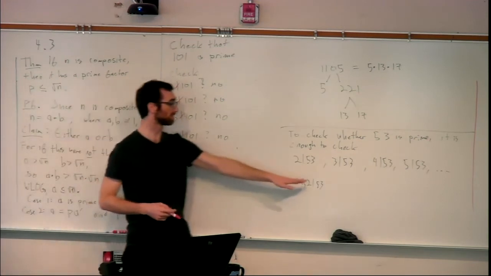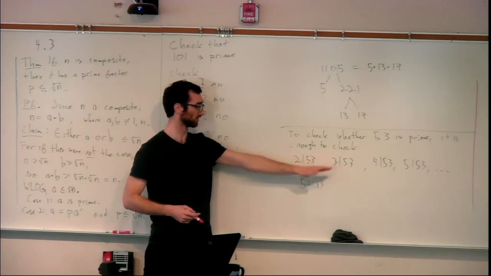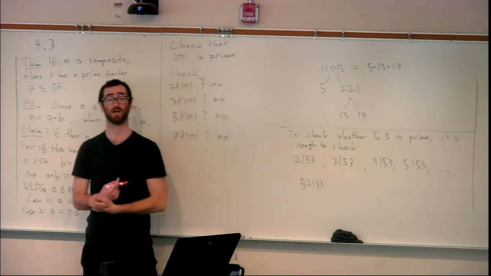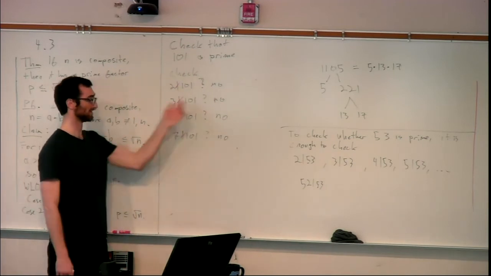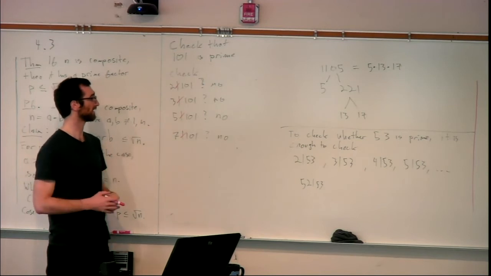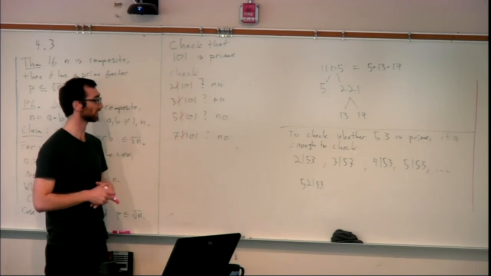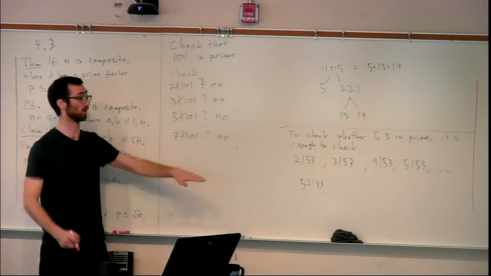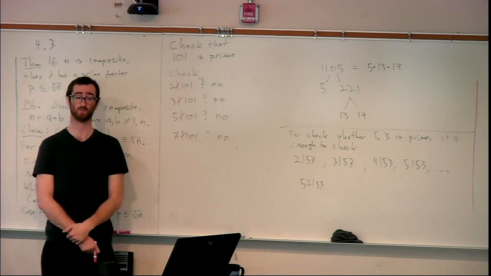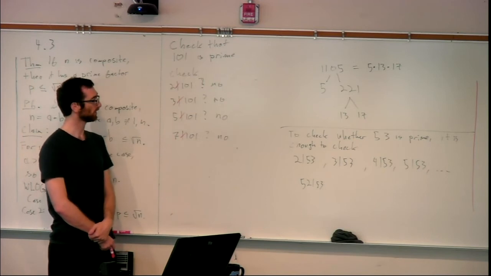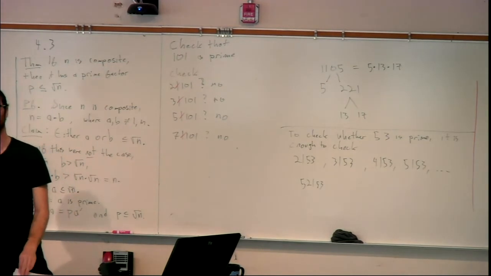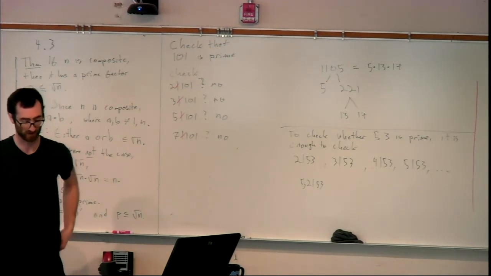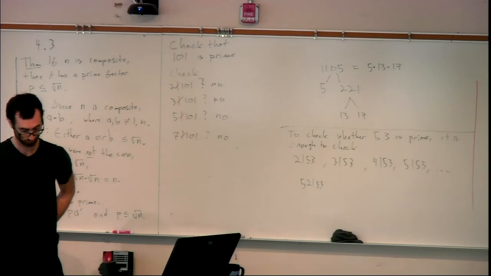And this can be used to great effect even to check that, for instance, 53 is prime. Now I only need to check primes less than 8. So I look at the exact same list. Does 2 divide 53? No. Does 3 divide 53? No. Does 5 divide 53? No. Does 7 divide 53? No. So I'm already done. I know that 53 is prime as well. Great. So we have a slightly faster way of checking whether a number is composite or whether a number is prime. Okay.